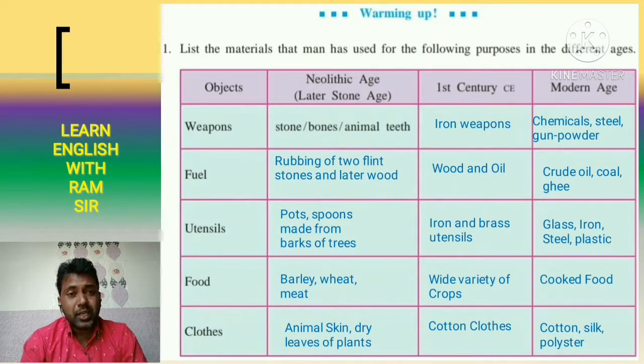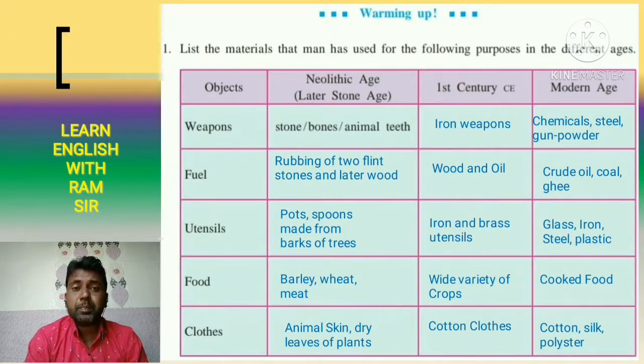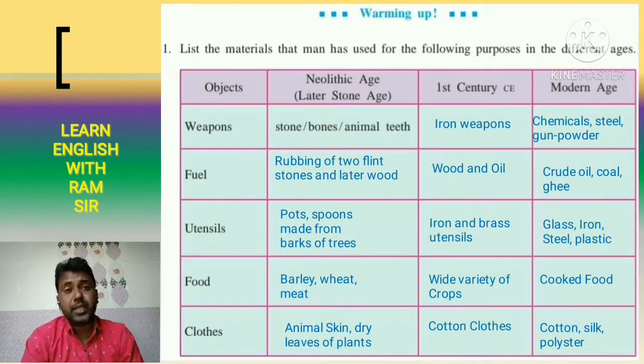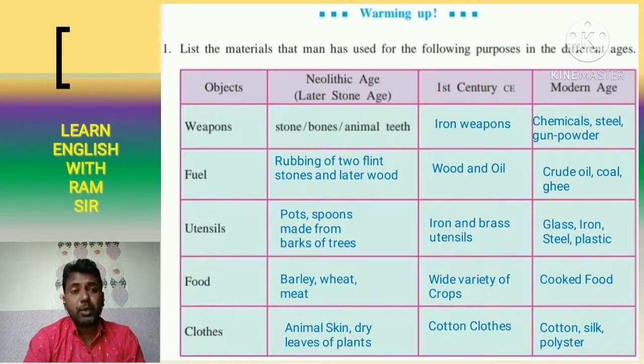Fuel, in the Neolithic age. In that time, in what way did people use fuel? They rubbed flint stones and later wood, meaning they rubbed two stones against each other, stones like flint, and tried to light a fire. And for them, this was the only fuel. They didn't know about crude oil, they didn't know about other things, maybe coal, maybe ghee. And in the first century CE, people were now using wood and oil as fuel.